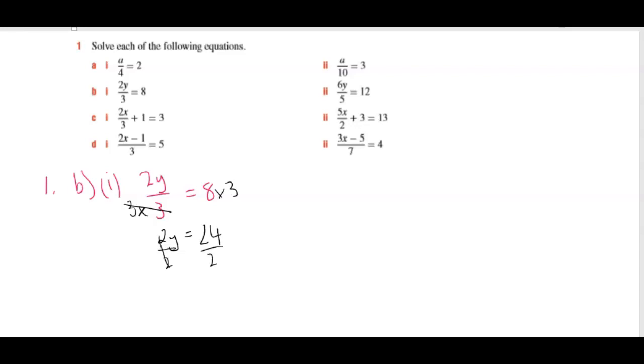So those 2's then cancel out, and we're left with y equals 12. You can always check your answer by substituting it back in. I'm not going to do that because it's going to make the video very long. But when you think about it, if y was 12, you've got 2 times y, which is 2 times 12, 24. 24 divided by 3. Yes, it equals 8. I know I'm correct. So the good thing about algebra is you can always check your answers.